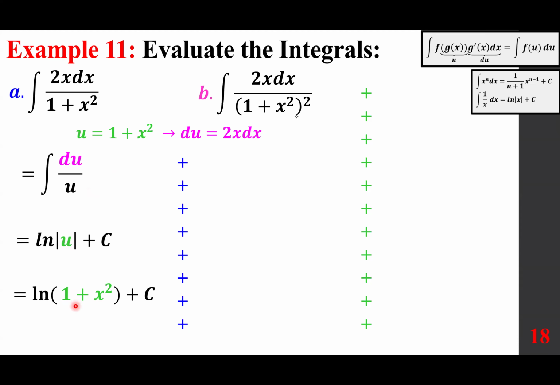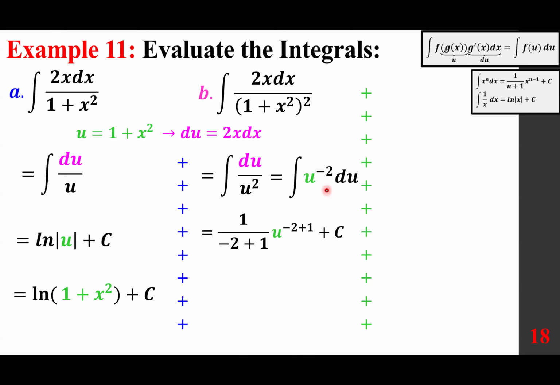Now, what happens in part B, we have exactly the same u and du. So we rewrite it. And this uses the power rule. I hope you remember we've done this a bunch of times. 1 over negative 2 plus 1 times u to the power of negative 2 plus 1, which makes it negative 1 over u. So negative 1 over u, which is 1 plus x squared, and a constant, is the final answer, everybody.